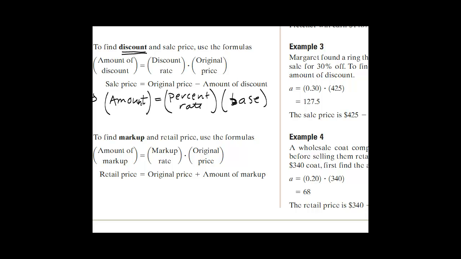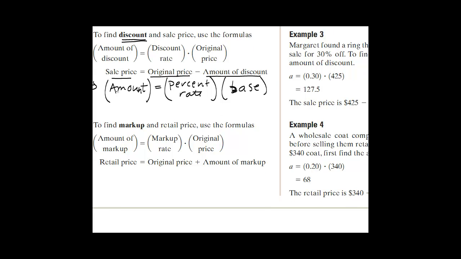Now to find the sale price, we know that what we're finding here, the amount, is the discount amount. This is the amount off of the original price. So we find the sale price equal to the original price, whatever the cost originally started at, minus the amount of the discount. And that will give us the actual price we will pay for the discounted item.